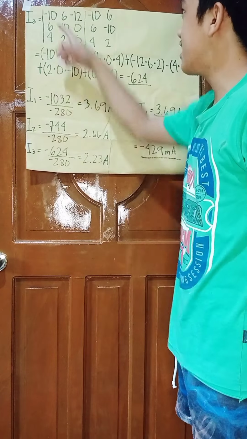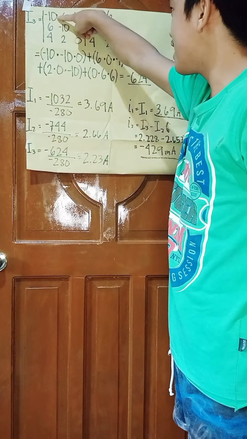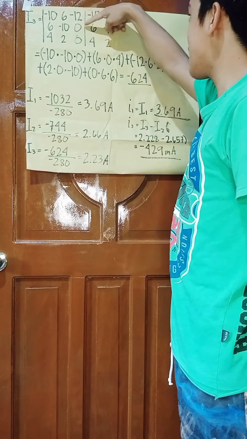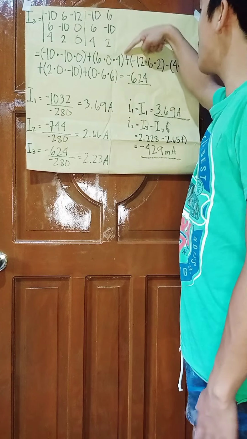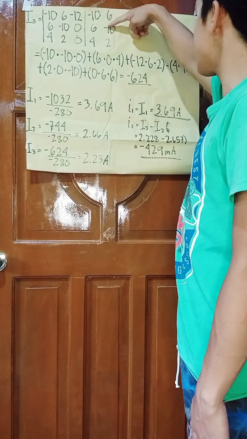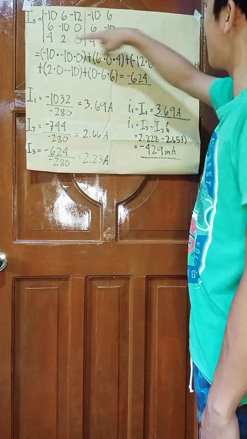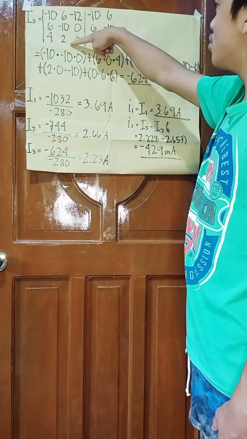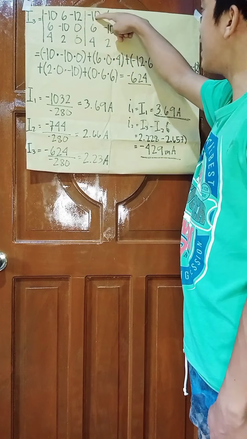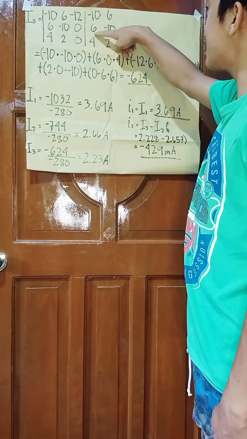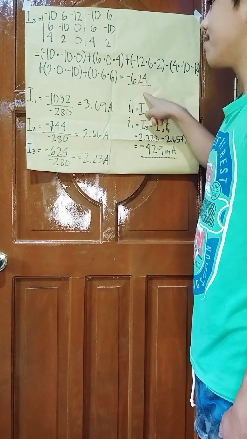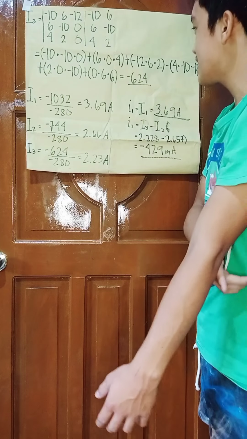Next is on I3. So negative 10 times negative 10 times 0 plus 6 times 0 times 4 plus negative 12 times 6 times 2 minus 4 times negative 10 times negative 12 plus 2 times 0 times negative 10 plus 0 times 6 times 6 is equal to negative 624. So, next is on I1.